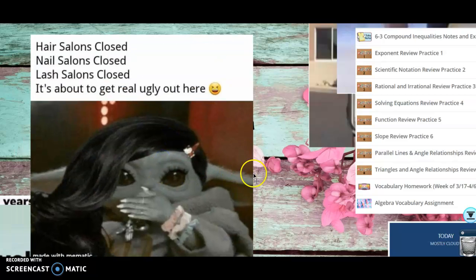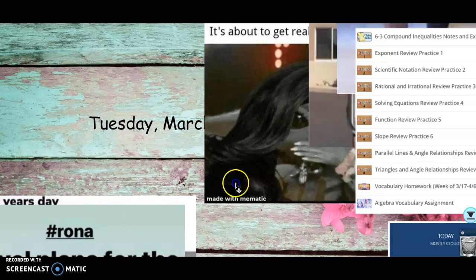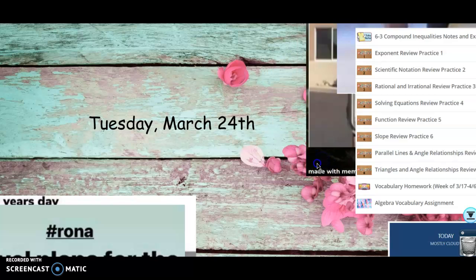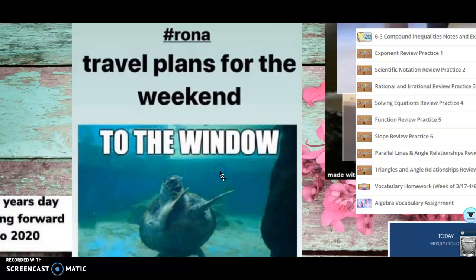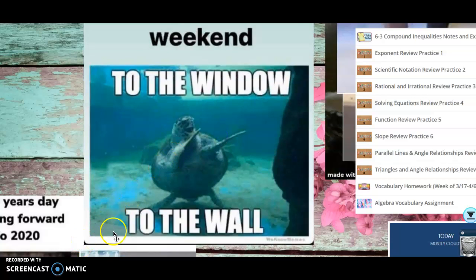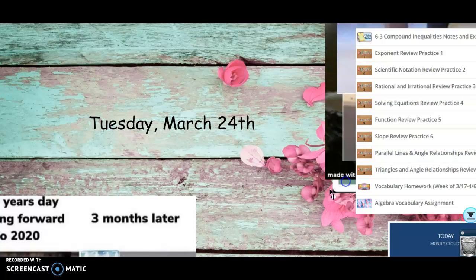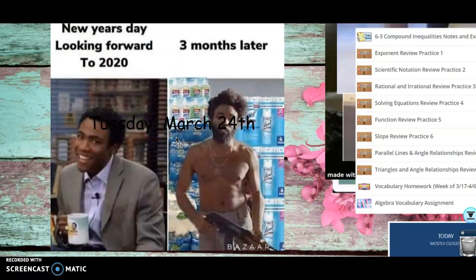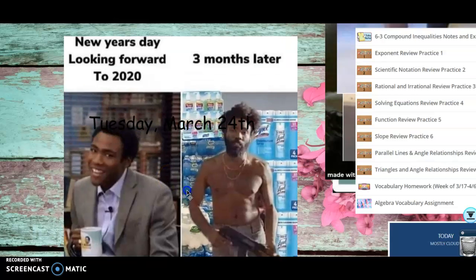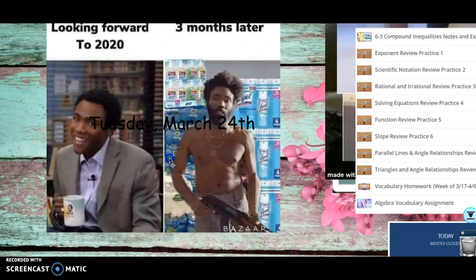Hair salons closed, nail salons closed, lash salons closed. It's about to get real ugly out there. I know my daughter's upset because her hair salon closed and she can't get her roots dyed. Hashtag Rona, travel plans for the weekend. To the window, to the wall. I know, I'm hilarious. And here was us, New Year's Day, looking forward to 2020, 3 months later. Yep, regarding our toilet paper.